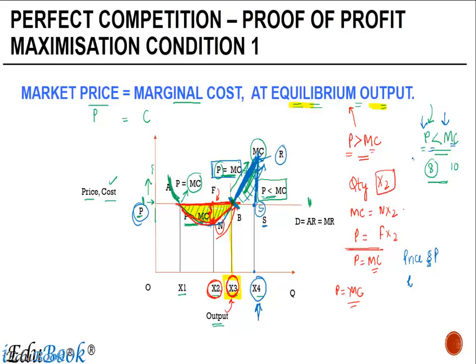The firm has no incentive to produce X4 units of commodities, because for every unit they are producing, they are going to lose money. So what they are going to do is they'll keep on reducing their production, keep on reducing until they reach the point X3, where the price is equal to marginal cost. And that basically proves that the market price is equal to the marginal cost at equilibrium output.